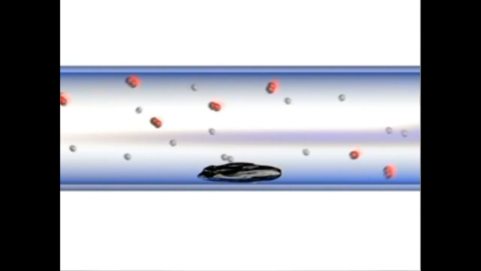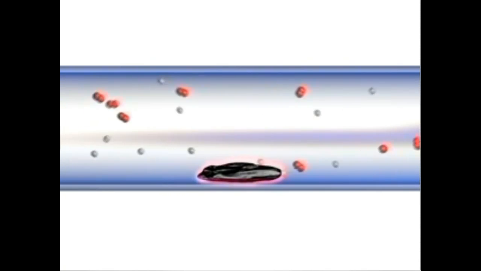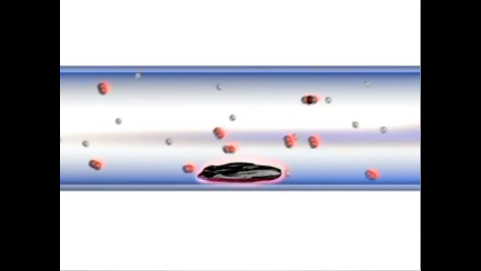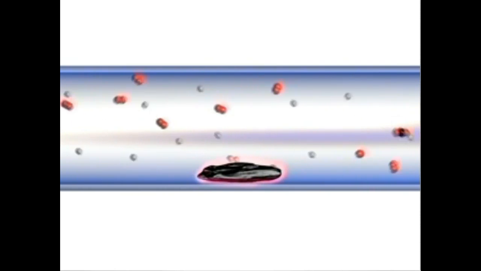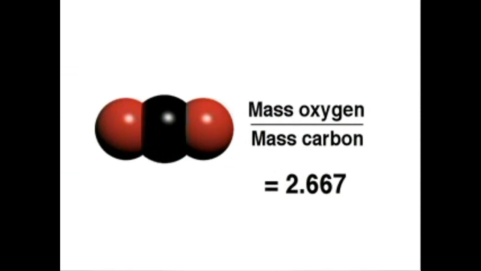When oxygen is present in higher concentrations, the principal product of the oxidation of carbon is carbon dioxide. Analysis of carbon dioxide shows that the mass ratio of oxygen to carbon is 2.667.